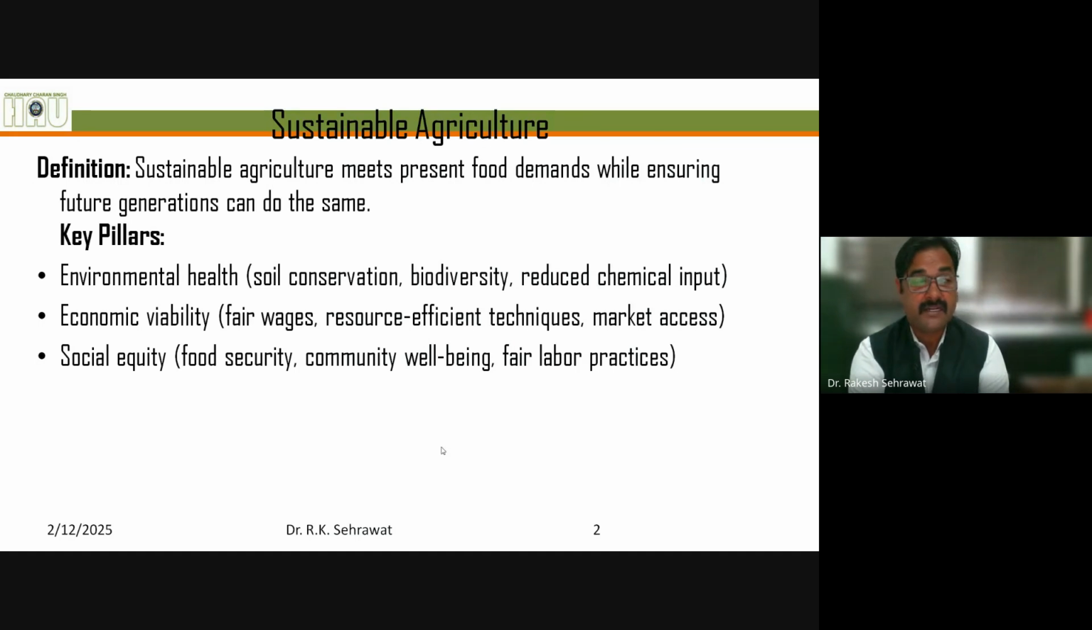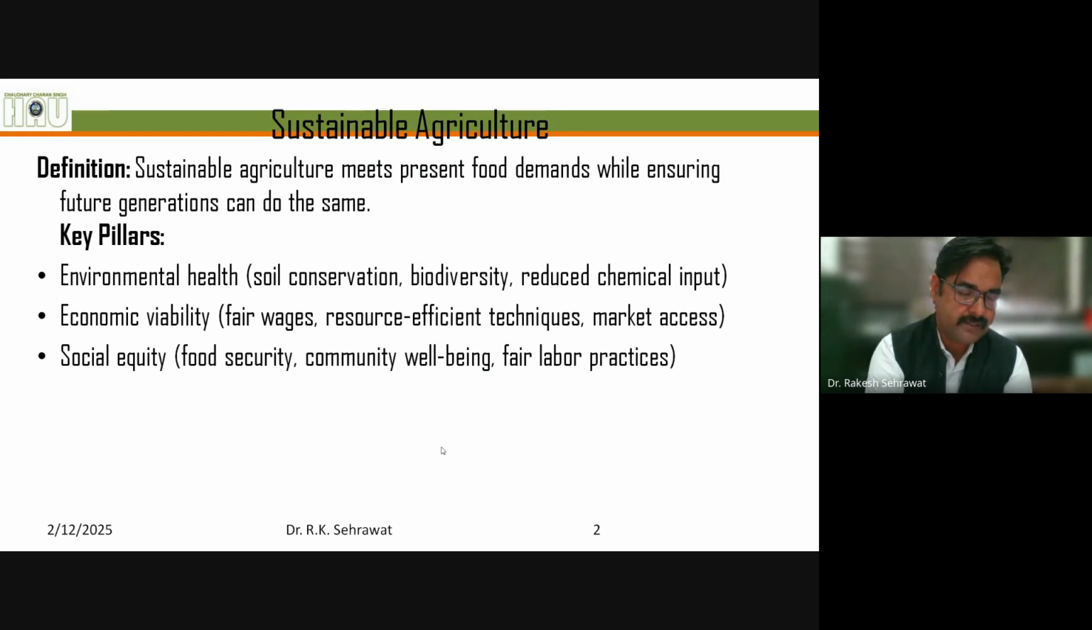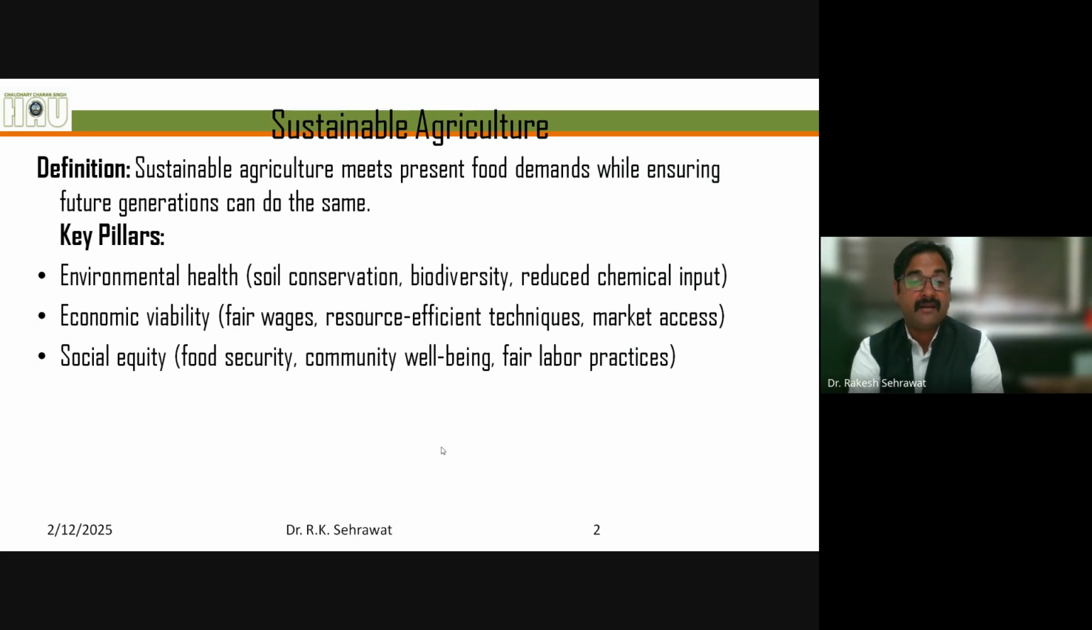Food security means every citizen of our country, and not only the country but the whole world, must have staple food throughout the year and throughout their life. Then community well-being is another one, and then fair labor practices, where the labor must be paid according to the government rules. But unfortunately, we are not able to meet any of the three pillars.